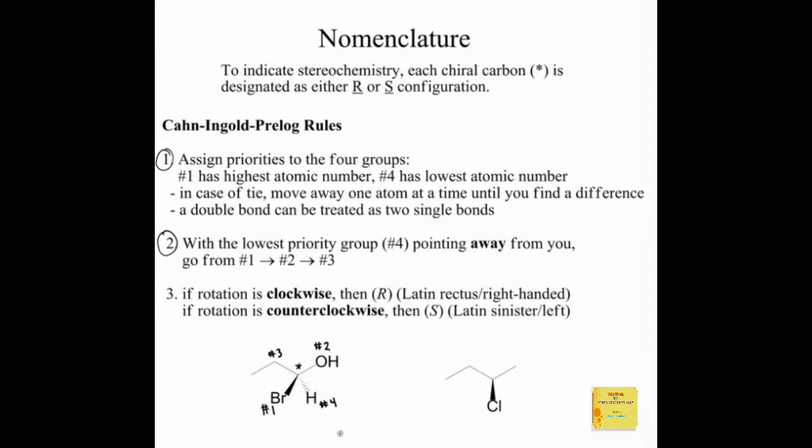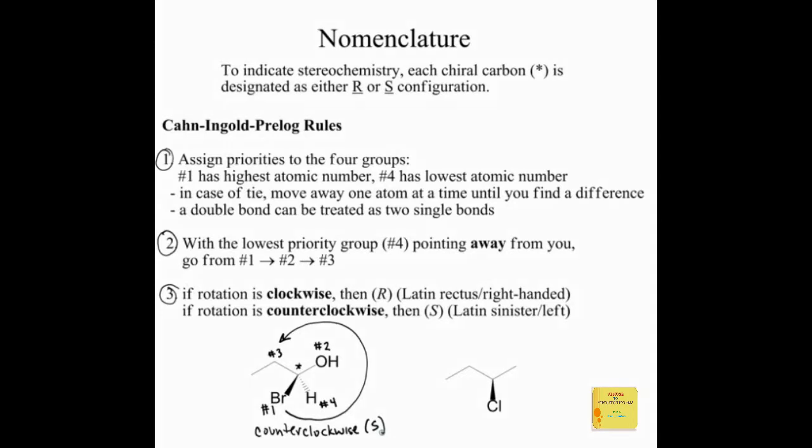Now we view the molecule with the lowest priority group, number 4, pointing away from us. If we look at this, we see that the hydrogen, number 4, already is pointing away from us because it's a dashed bond. So we already are viewing it from the right perspective. We go from 1 to 2 to 3, and keep doing that rotation. How would you describe that rotation? It looks like a counterclockwise rotation. And because it is counterclockwise, we call this the S configuration. So this is the S molecule.